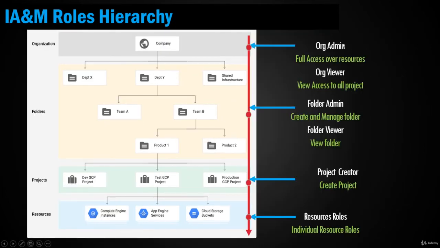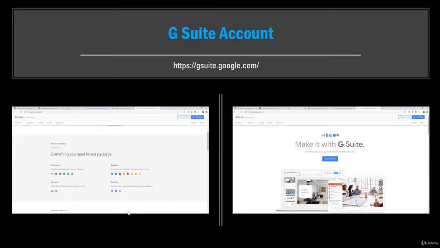So here is the IAM organization role. You have organization admin, with full access over all the resources, and organization viewer, with view access to all the projects, and this is at this level in G Suite. You have folder admin or folder viewer, likewise project creator. You can create a project, and you can have resource roles, like individual resource. You can launch the virtual machines and like that. But we'll get into this in the last section on IAM.